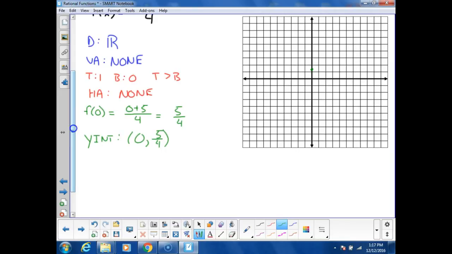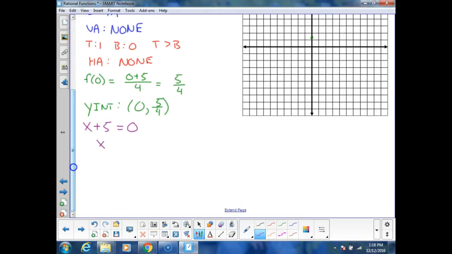Which is right there. Then we go x plus 5 equals 0. So that tells me that x then equals -5. So that tells me that I have an x-intercept at -5, 0.